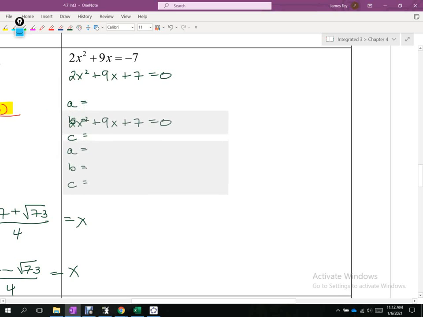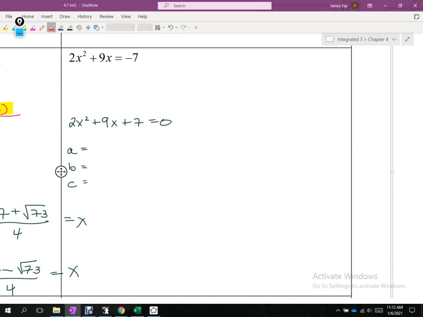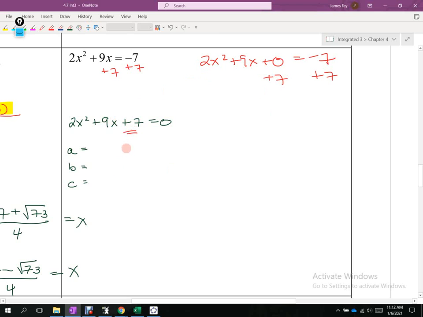Because remember, we want one of the sides to turn into 0, right? So I want that side to become 0. So the only way I can make that side become 0 is if I add 7 there, right? So then I need to add 7 over here. And just because of the notation, I'm not adding 7 underneath this 9x, but there's a plus 0. So maybe 2x squared plus 9x plus 0 equals negative 7. So add 7 to the right-hand side, and then add 7 to this side. So that's where that plus 7 comes up. Yep.